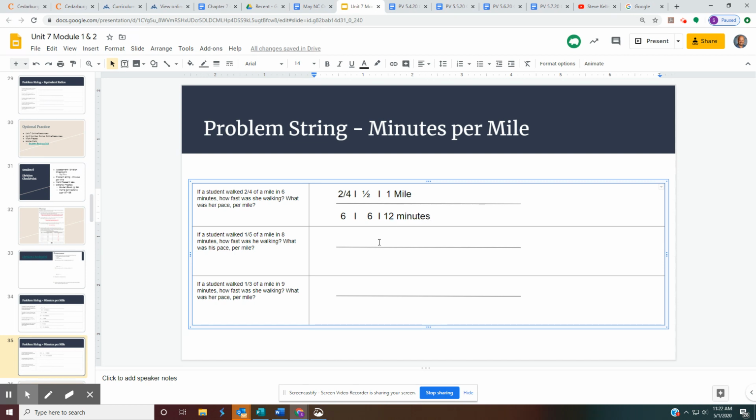Ooh, walking in a 12-minute mile. Ooh, I'm running and I don't think I can get that.